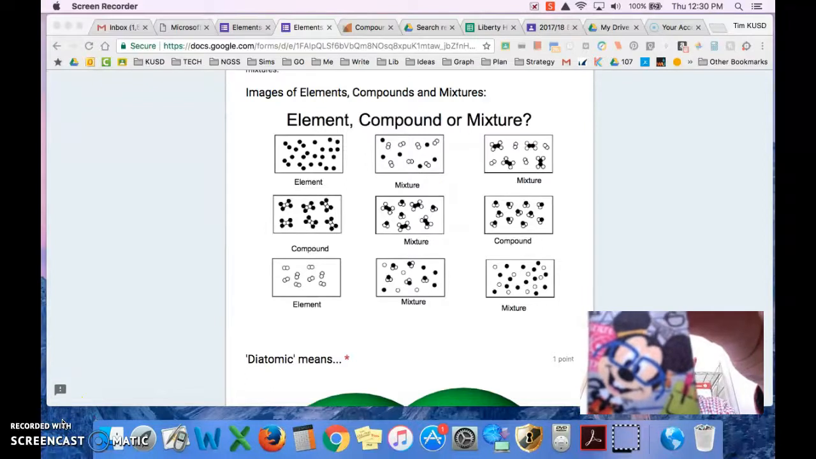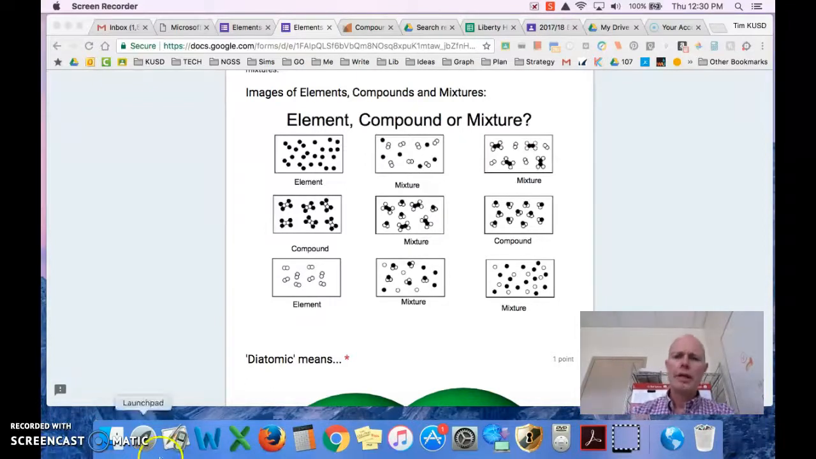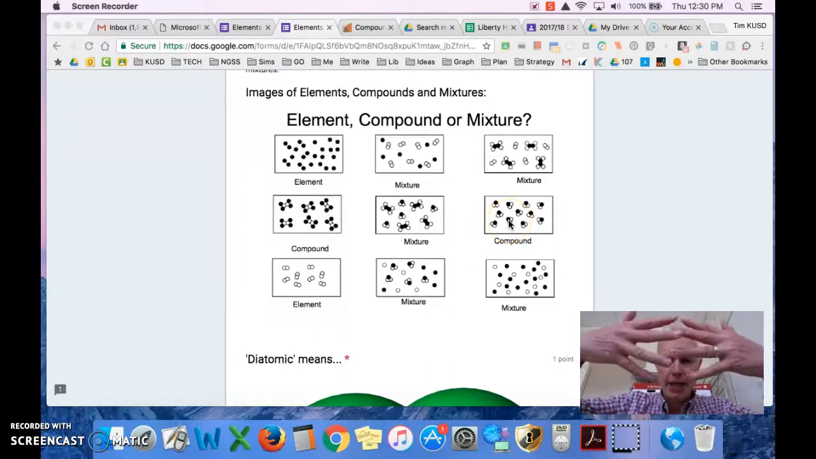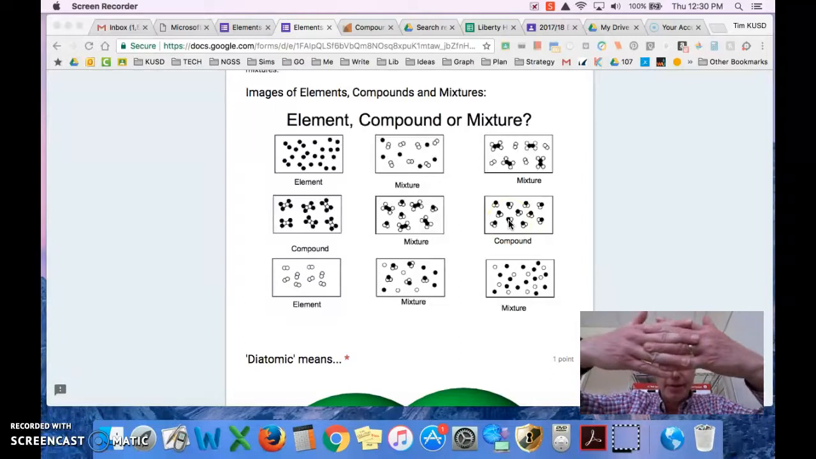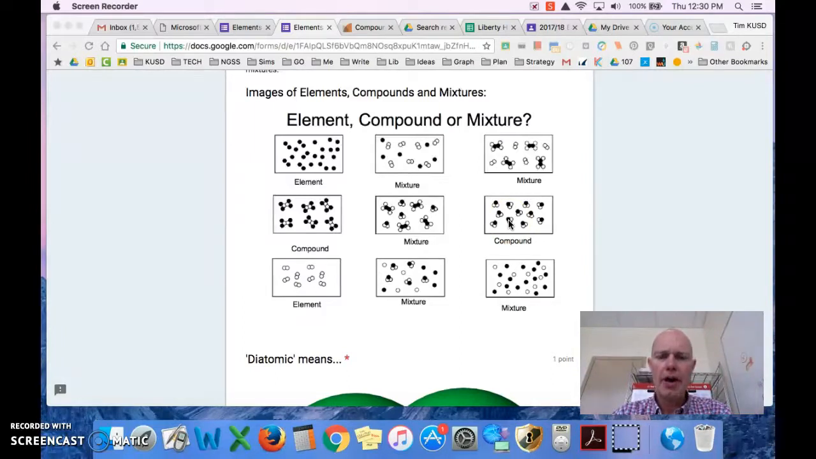Let's look at compounds now. This is a compound. This is a compound. What makes these compounds? Well, they're made up of two or more substances that are chemically combined. They are bonded together. However, are they pure? Is there anything else physically mixed in with them? No. Therefore, these two here are compounds.